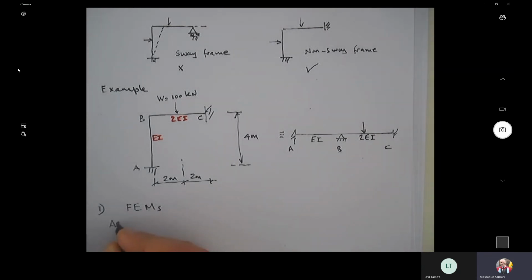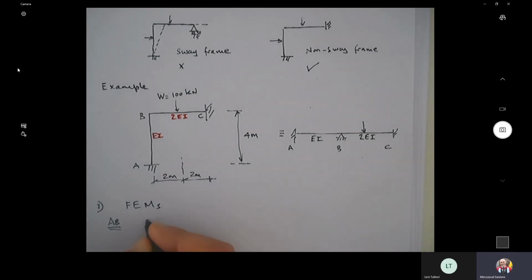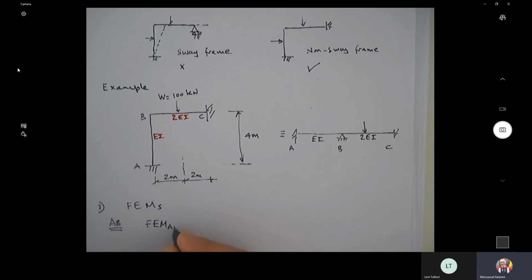So for member AB, what have you got for AB? Is it loaded? No. So fixed end moments? There is no load, 0. So we have the fixed end moments at A, FEM AB is 0, and FEM BA is also 0 because AB is not loaded.